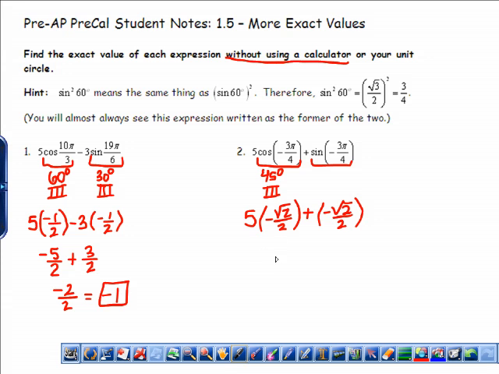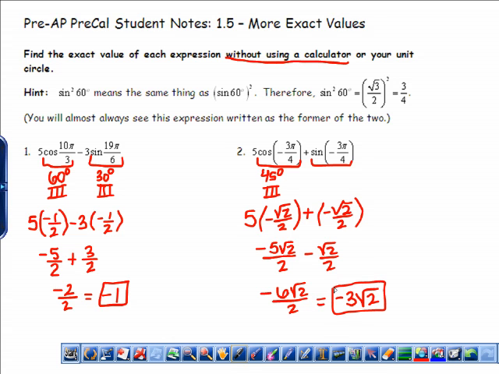Okay, so let's simplify the arithmetic here. 5 times negative root 2 would just be negative 5 root 2, and again this is over 2. And then this plus negative, I'm going to change to minus root 2 over 2. I can combine the numerators since they're like terms; they both have a root 2. That would give us a negative 6 root 2 over 2. In this case, we can simplify even further because 6 over 2 is 3. So our final answer becomes negative 3 root 2.